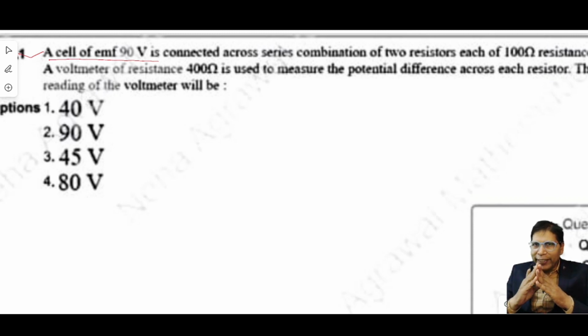Today I will be discussing the JEE Main paper of 24th January, second half. Now this video will be extremely helpful to solve the numericals in the next entrance examination. Now let's start.